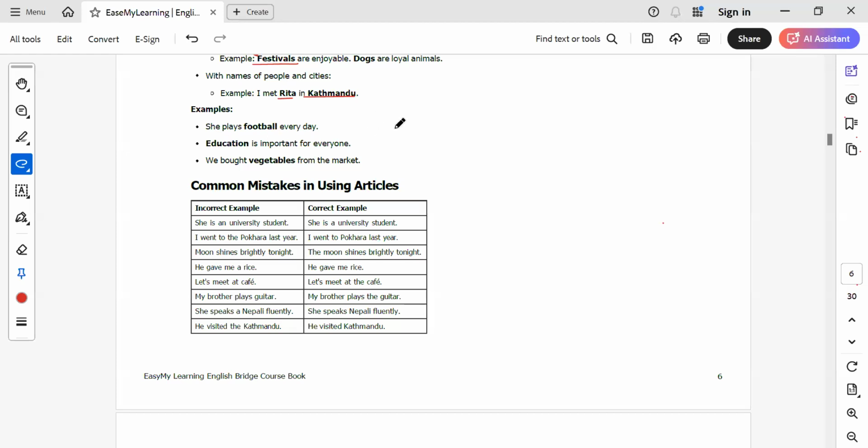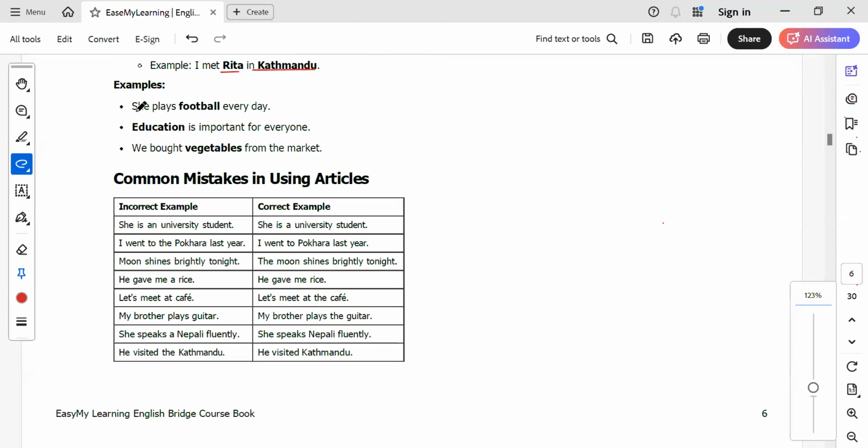Now we come to some examples of this. For example, plays football every day. We are referring to football in general. We are not referring to a specific type of football, American football, British football, soccer, league football, national football. We are just saying football in general. So we do not say a or the, we just say football.